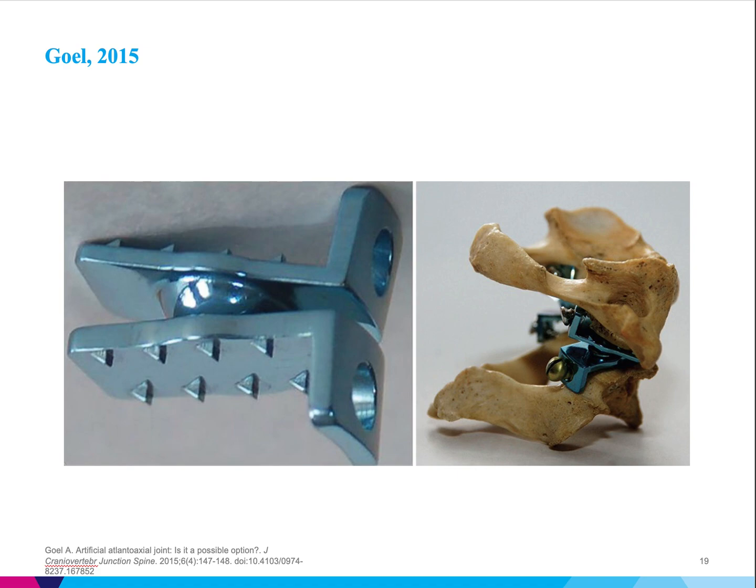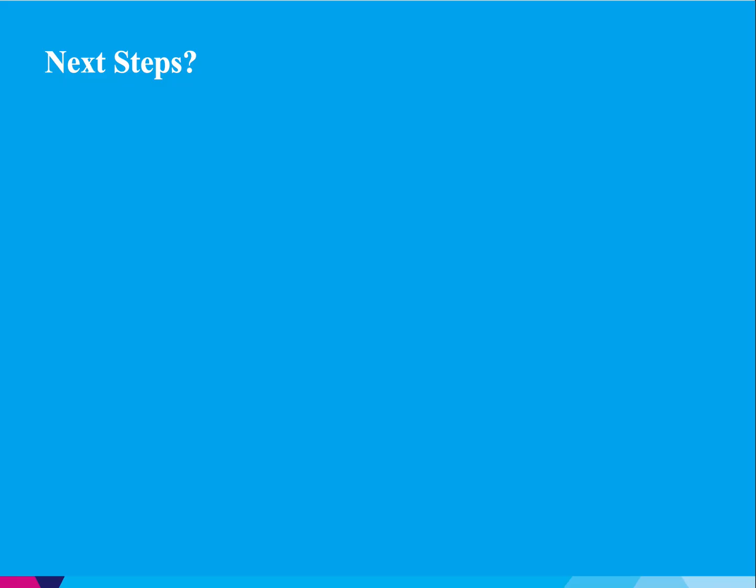But the advantage of this design from Dr. Goel is that it's a posterior approach that's more familiar to surgeons, and perhaps this is one way to look at it, not necessarily a ball and socket joint because the C1-C2 joint can't be approximated as such, but a bilateral insertion of an implant that allows for axial rotation and preventing C1-C2 subluxation. Now, those are some of the current designs that have been shared in the literature.